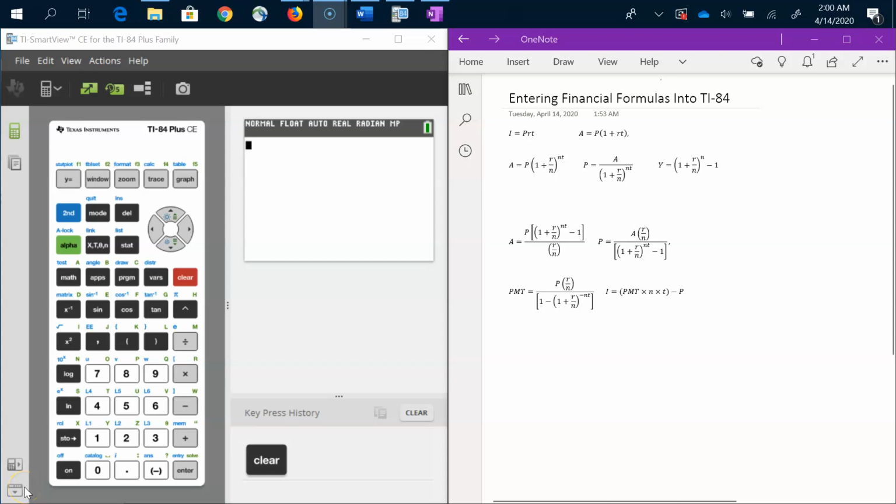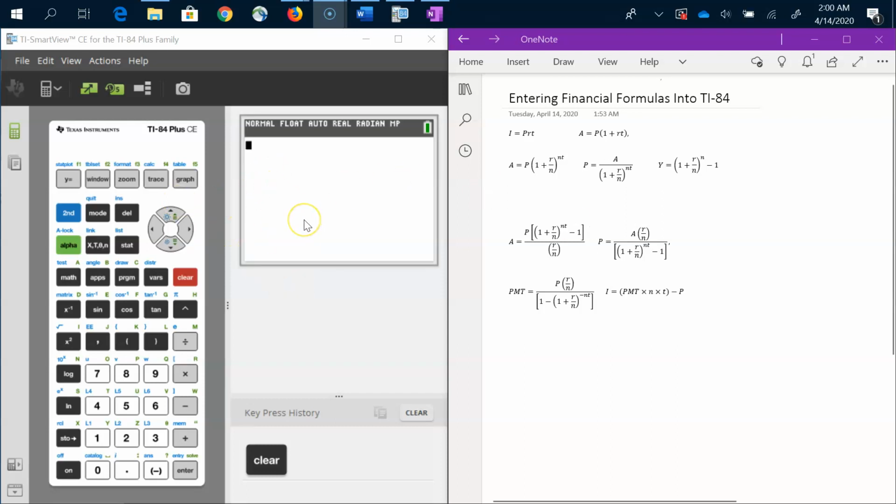Hello class, I had some questions concerning entering formulas into the calculator, and so I thought I'd go over some examples of just entering some of the formulas into the calculator so that we can actually evaluate and solve some of these problems in our homework. So before I start, I just wanted to show you that over here on this right hand side I have all the formulas that we could possibly be using for homework or even for the exam coming up. And on the left hand side I've got our calculator.